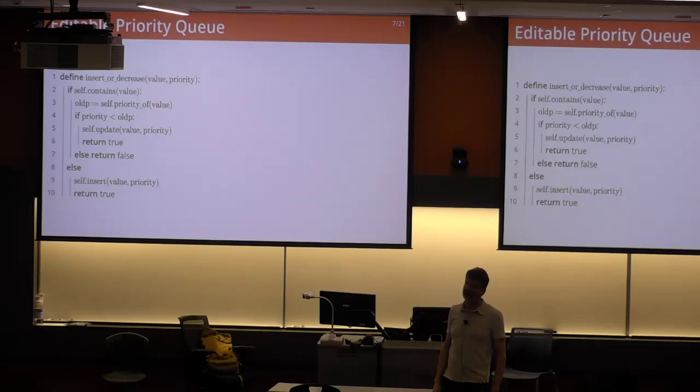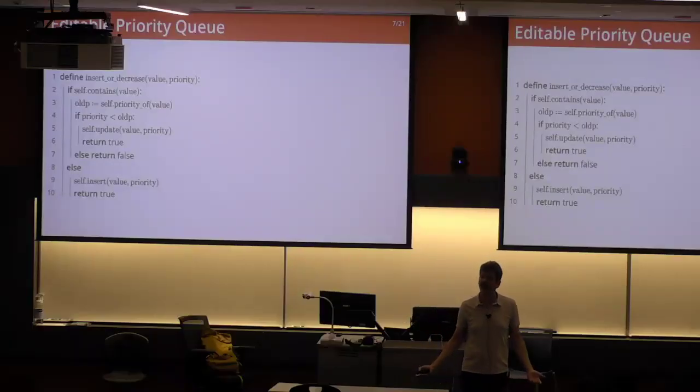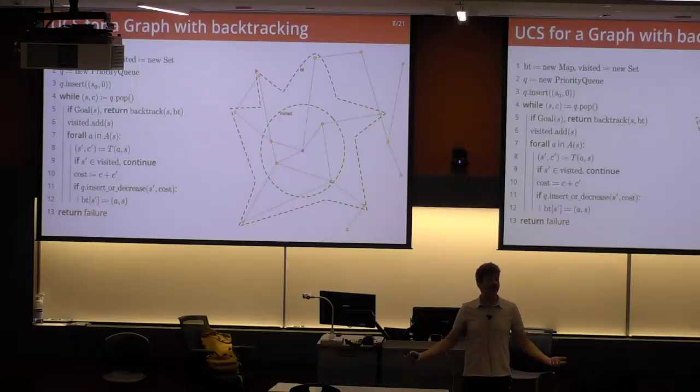Everybody okay with that definition of a good method for insert or decrease on the priority queue? Notice that it returns a Boolean, which tells you if things had to get updated in this queue. Once you have that, we can actually give the code for the uniform cost search like this.